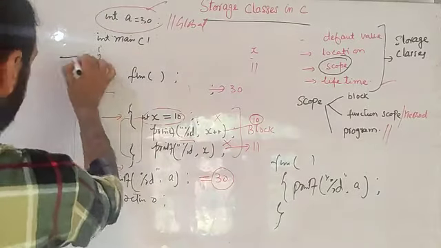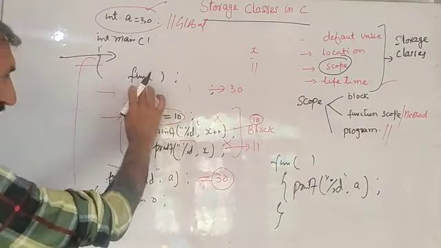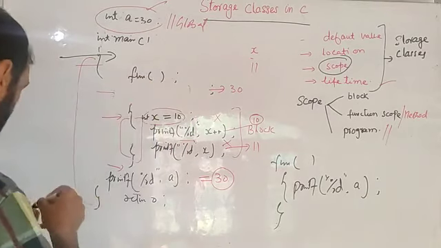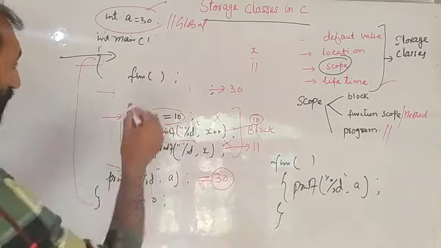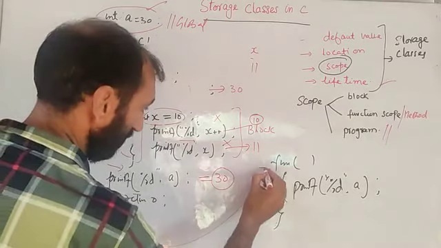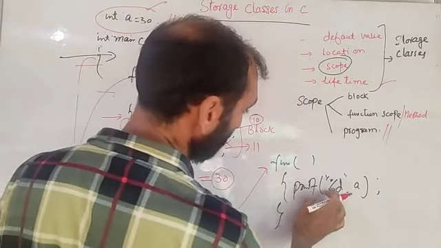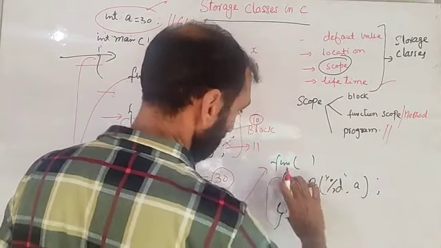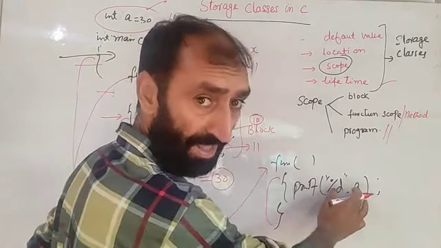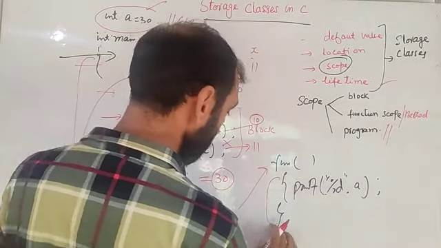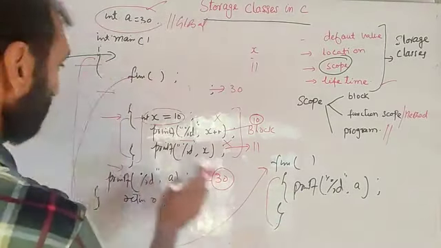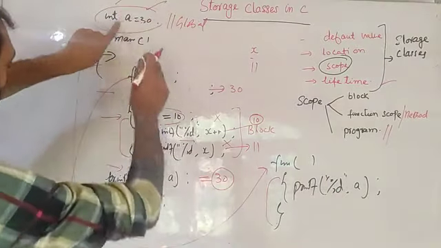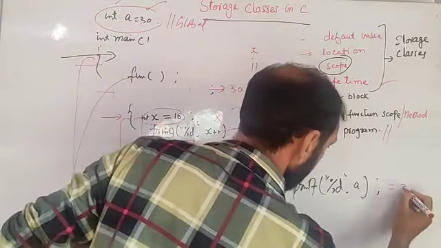Now, after the control enters this program, it will call the fun function, and control will jump from here to here, and here it will print percentage d, a. But nowhere in this function has a been declared. So it will now search whether a has been declared anywhere globally. Here it is declared as a equal to 30, and it will print 30.